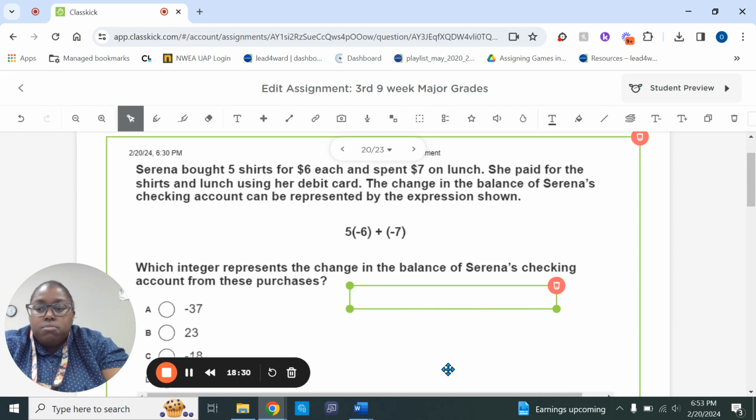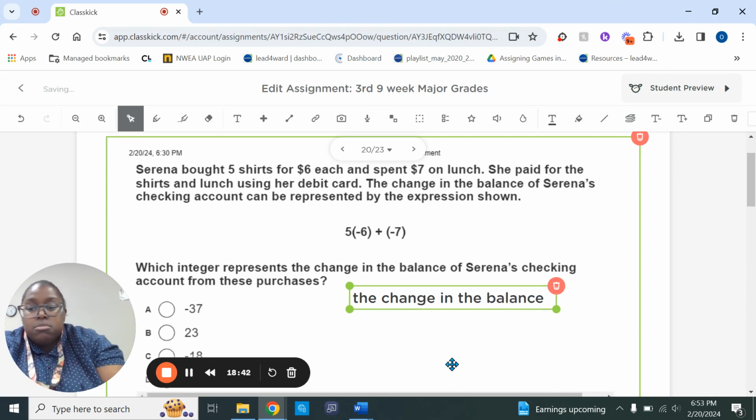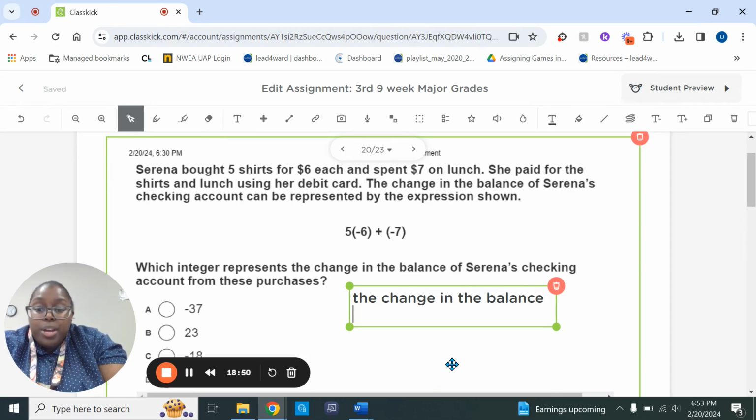So, what are we looking for? Well, the change in the balance. Because she spent money out of her account, so the balance is going to change. We need to know the change in the balance. Now, how are we going to do this? Well, let's get a little bit more information. What is the answer going to even look like?